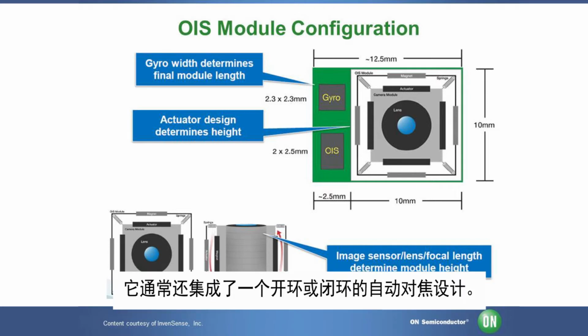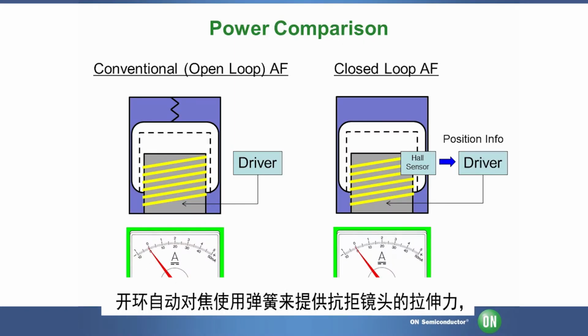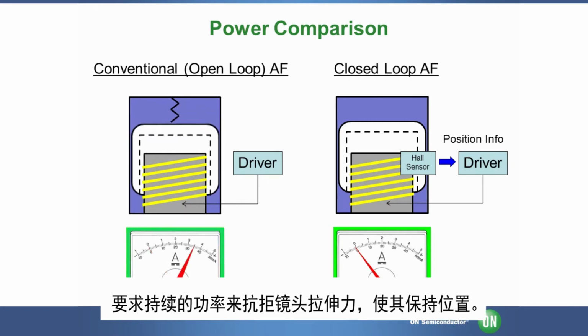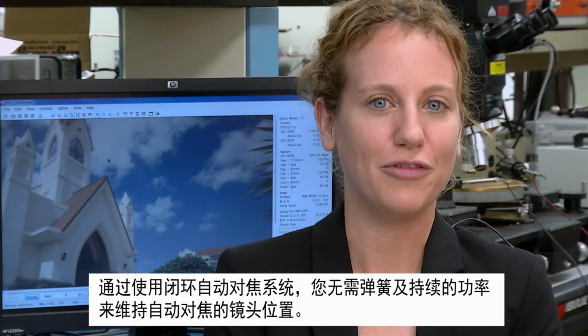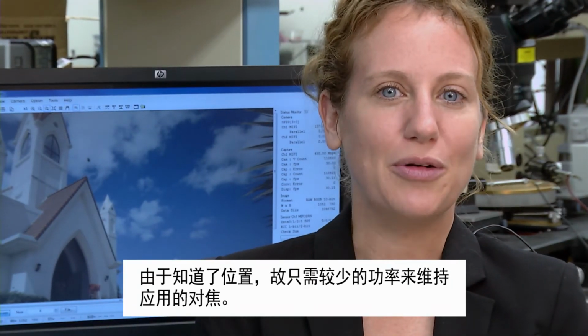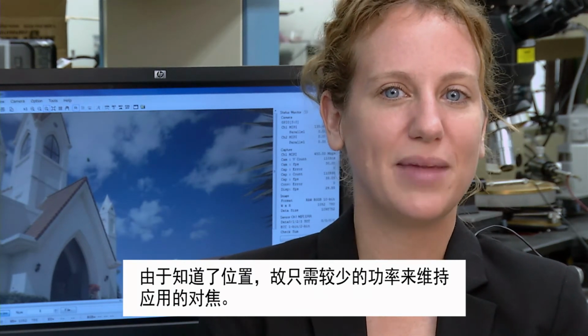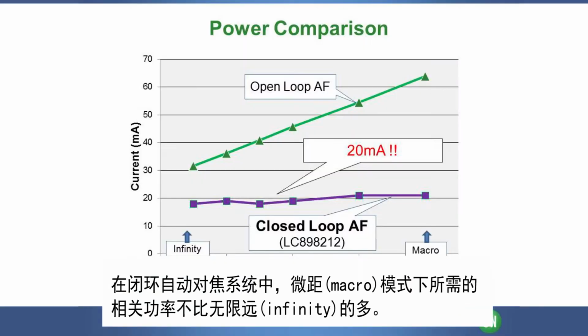It also typically incorporates either an open or a closed-loop autofocus design. Open-loop autofocus uses a spring to provide tension against the lens and requires a constant draw of power to keep the position against the tension of the lens. By using a closed autofocus system, you don't need a spring and constant draw of power to maintain the lens position for autofocus. The position is known, and therefore there is less power draw to maintain the focus on the application.